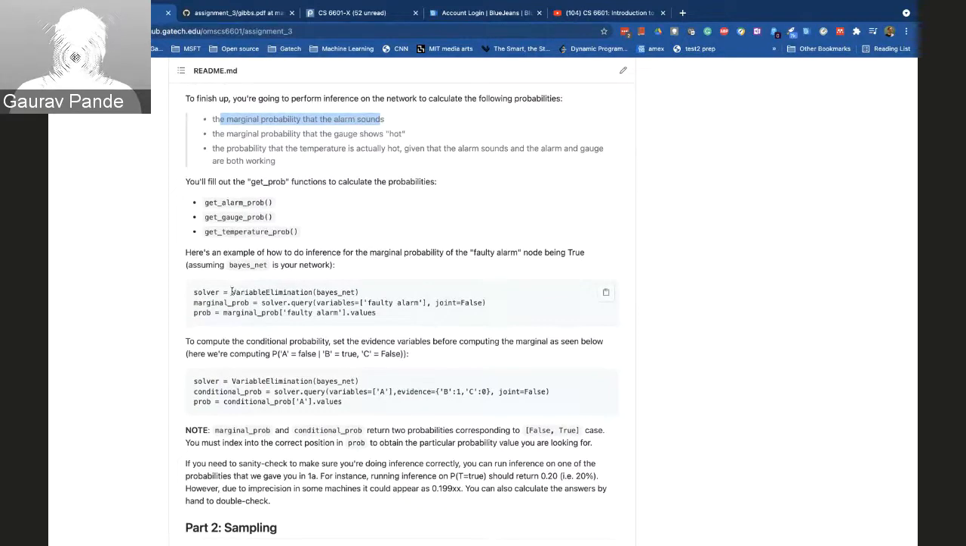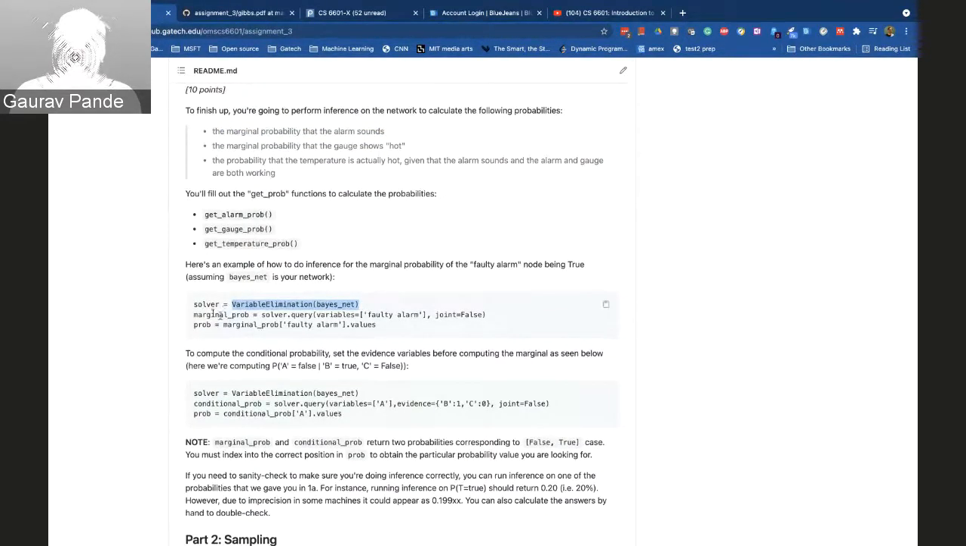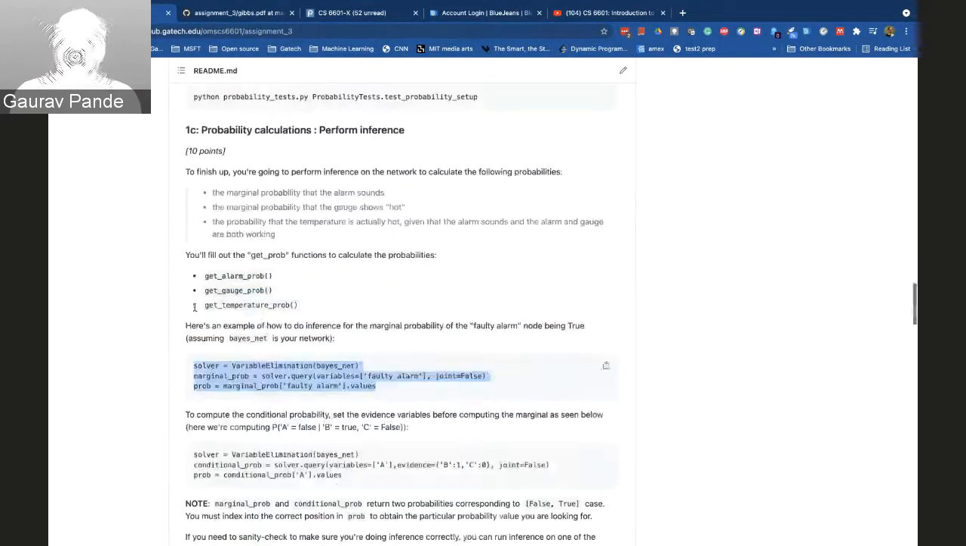You can use the variable elimination class here for this, specifically to get the marginal probability, and this is just the syntax, and this is all you have to use. So let's say, for example, you have to calculate the marginal probability of alarm sounds. You do it on paper, you solve it, you get a value, let's say 0.7 or something.